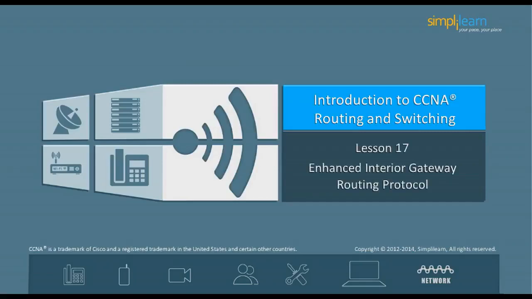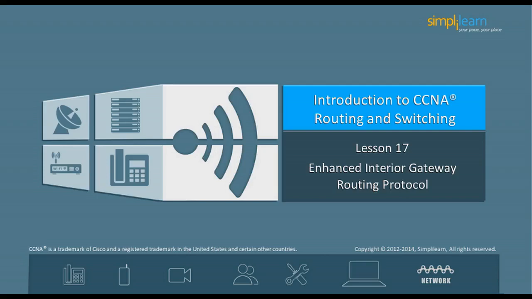Hello, and welcome to the CCNA Routing and Switching course offered by SimplyLearn. The previous lesson focused on DHCP, NTP, and high availability. This lesson will deal with Enhanced Interior Gateway Routing Protocol, EIGRP.